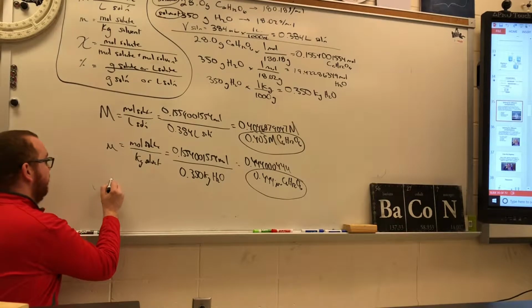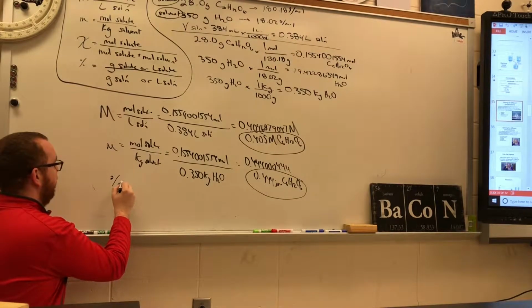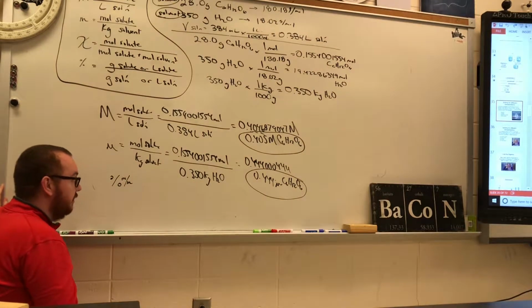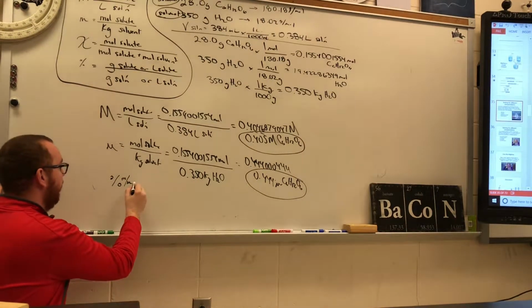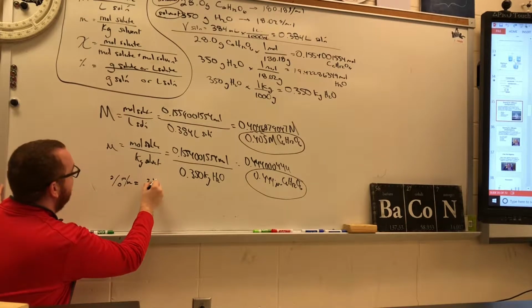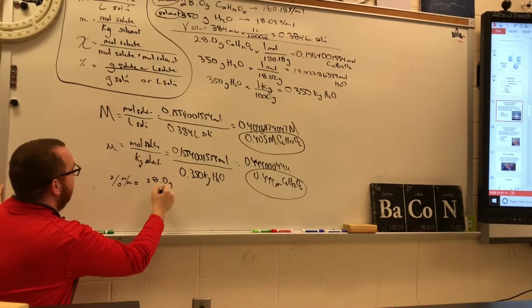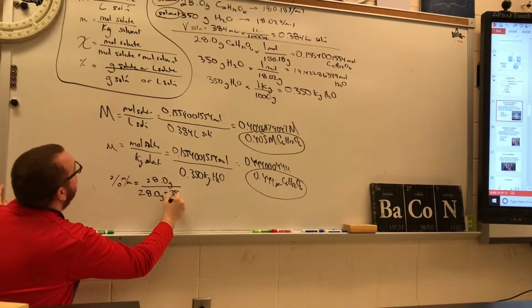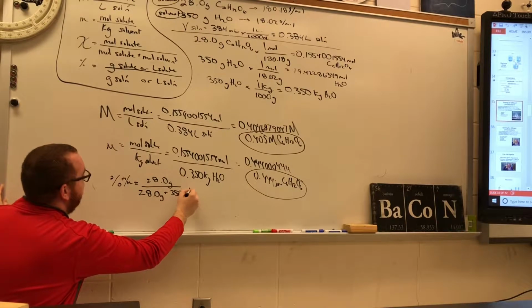So percent by mass. Sometimes it's labeled M over M, mass over mass. Sometimes it's G over G, right? So it's the mass, so it's 28.0 grams of the glucose over 28.0 grams plus 350 grams of water, times 100.